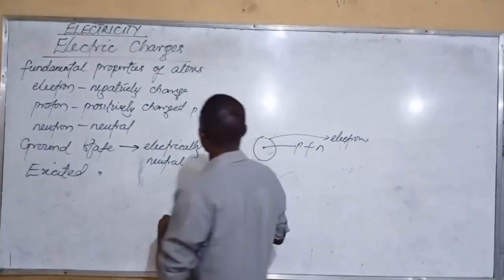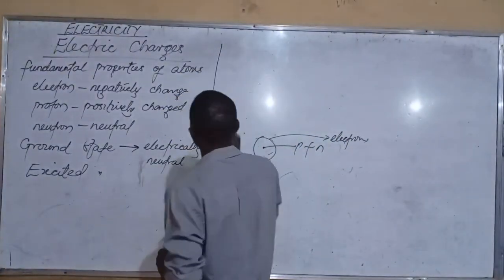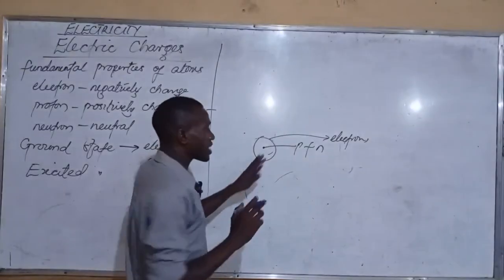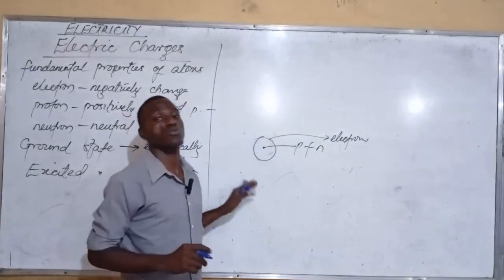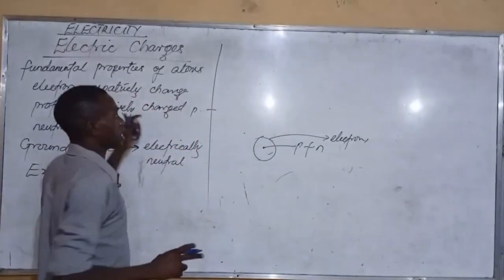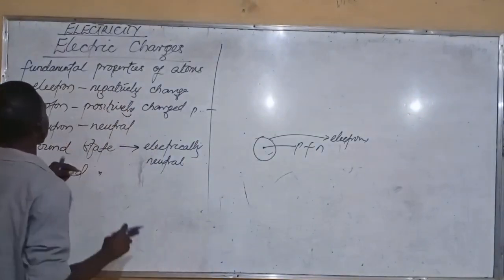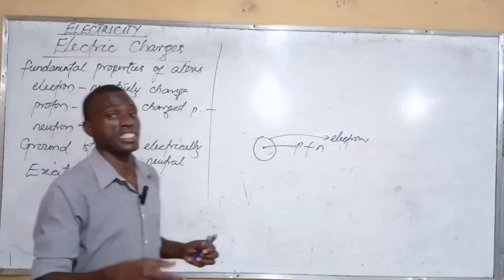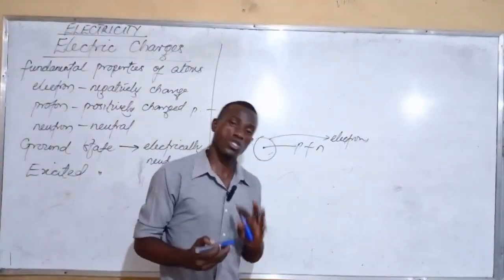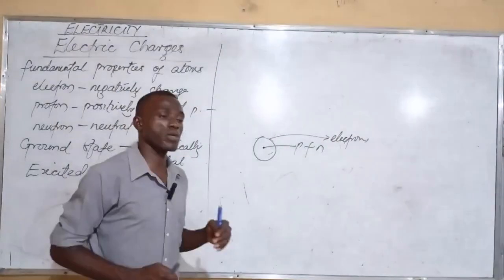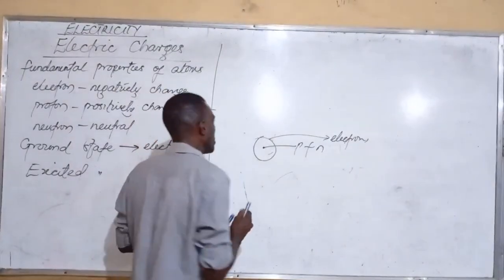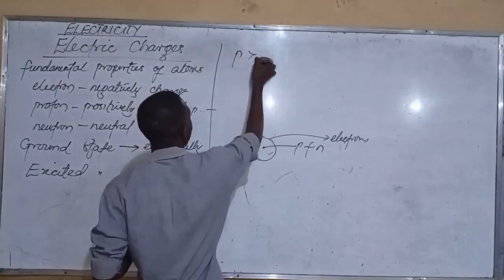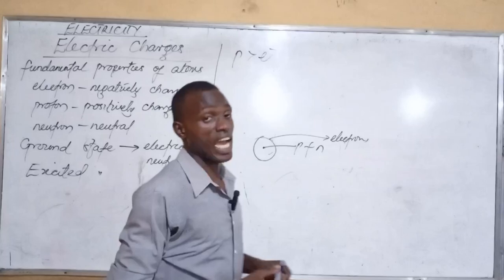Now, if I say something is positively charged, we have said that protons don't move, only electrons move. And protons are positive charges, so you might begin to think that it is the protons that are moving to that thing, and that is why the thing is positively charged. But no, if you say something is positively charged, it only means that that thing has more protons than electrons in it. And how does that happen?